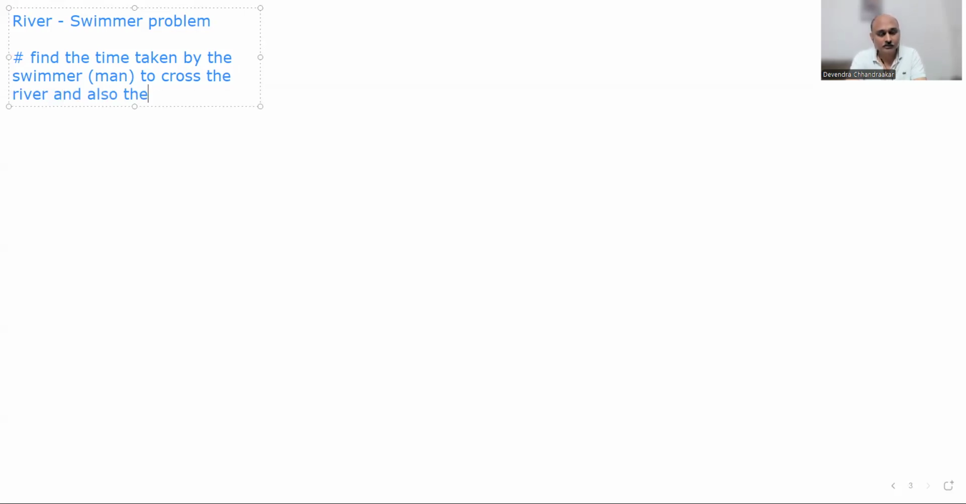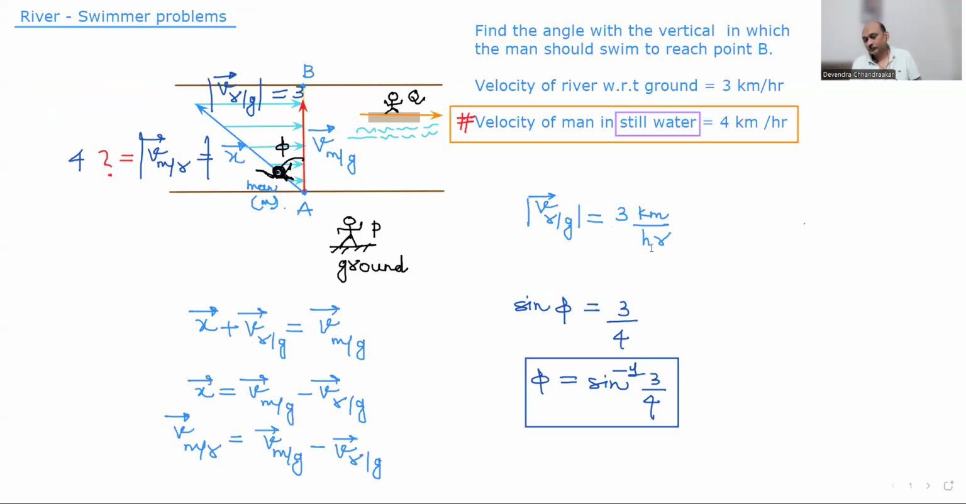And also the horizontal drift. Now, what is drift? So, drift is the river will drift you, right? In this case, there was no drift. Why was there no drift? Because the man was making some angle with the vertical, and the river drifted him on this line only. So, technically, there is no drift.